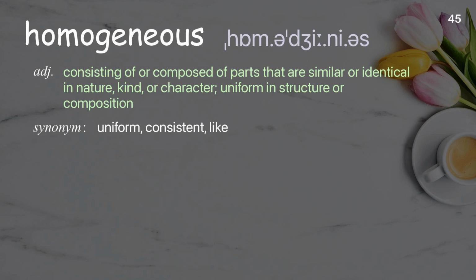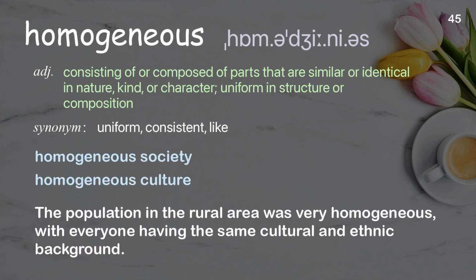Homogeneous. Consisting of or composed of parts that are similar or identical in nature, kind, or character, uniform in structure or composition. Examples: Homogeneous society. Homogeneous culture. The population in the rural area was very homogeneous, with everyone having the same cultural and ethnic background.